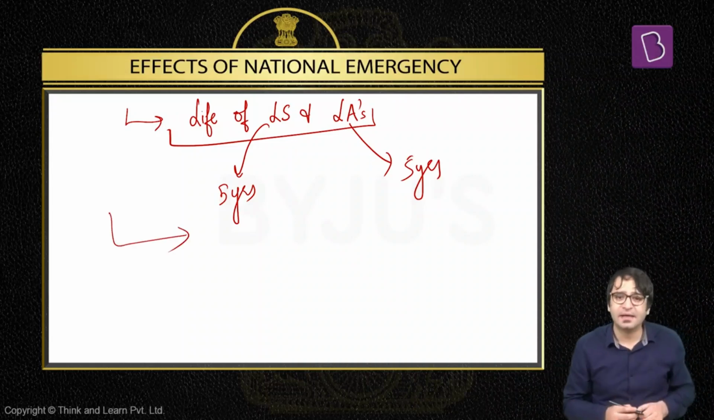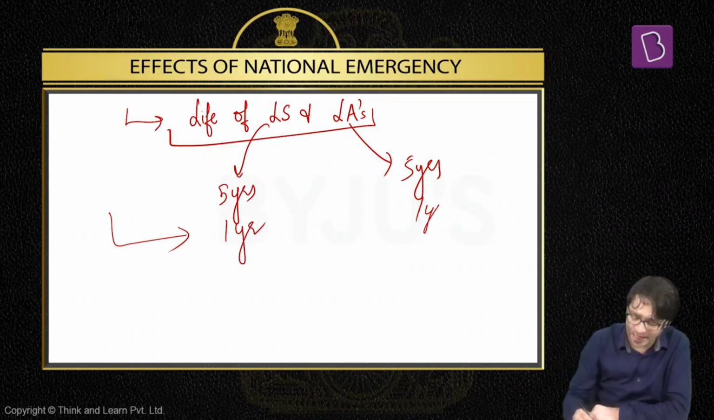During national emergency, the term of Lok Sabha as well as legislative assembly can be increased to 1 year or can be extended to 1 year. That means now the term of Lok Sabha is 6 years.